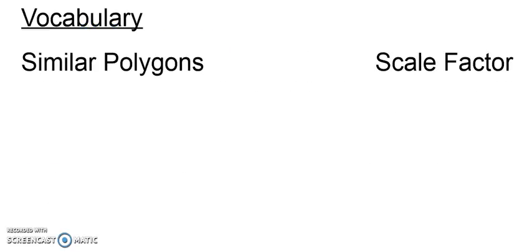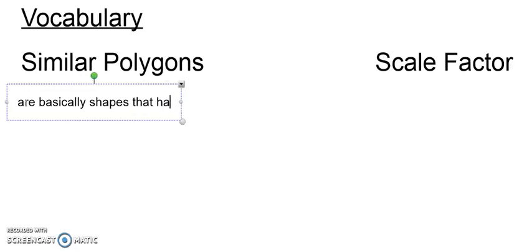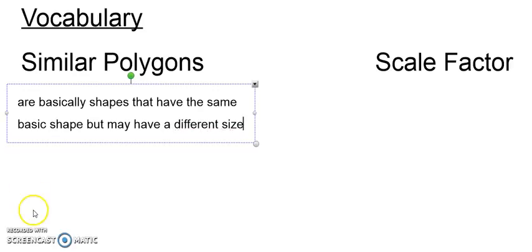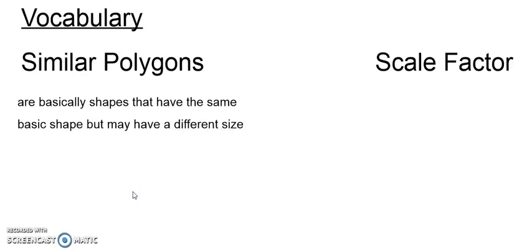So our first thing is similar polygons. So these are our vocabulary words. Make sure we get these onto our note cards. Similar polygons are basically polygons or shapes that have the same basic shape but may have a different size. Okay, so that's pretty much it in a nutshell.